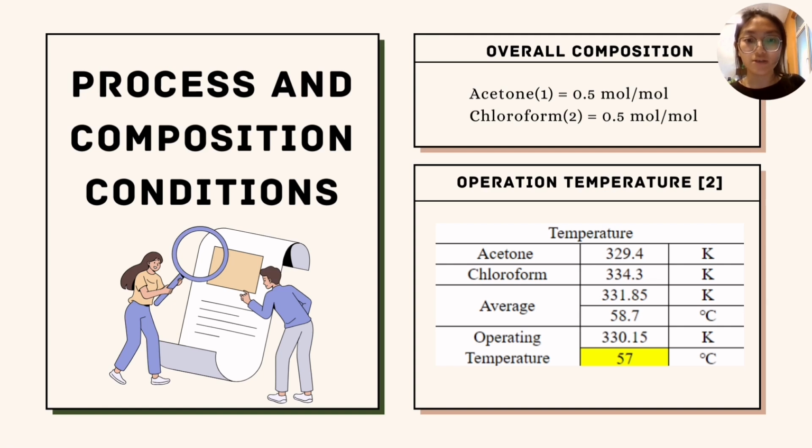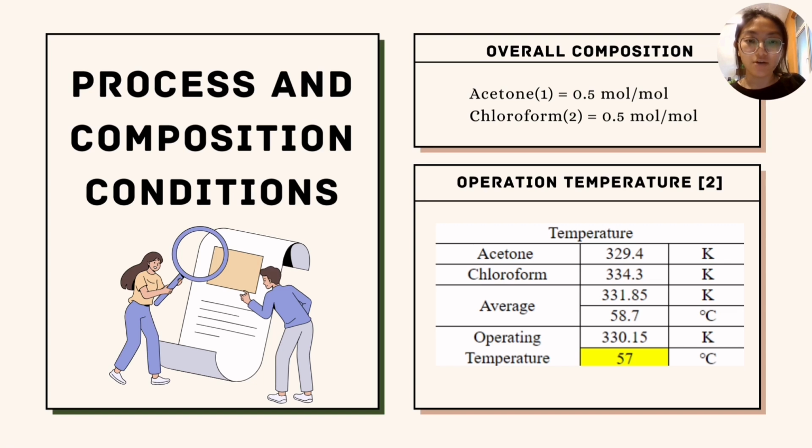The overall composition of the mixture consists of acetone, 0.5 mol per mole, and chloroform, 0.5 mol per mole. This equimolar mixture provides a straightforward example to demonstrate the principles of flash distillation. Next, we need to consider the operational temperature.